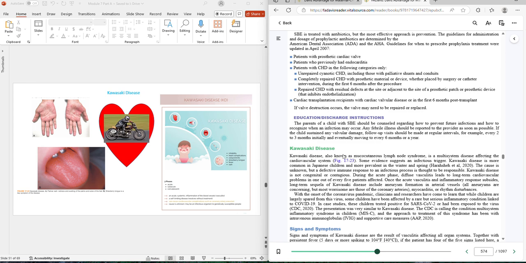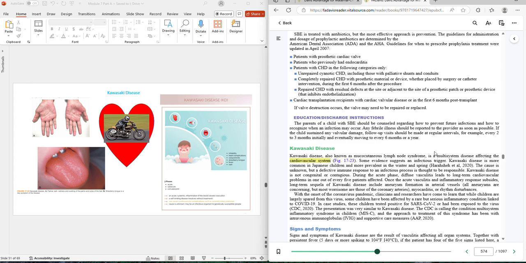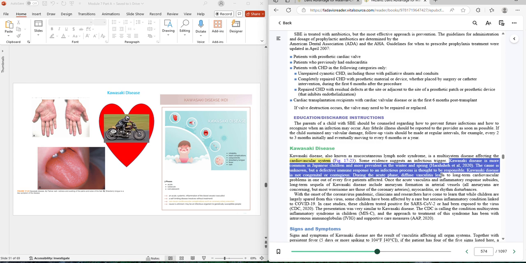Kawasaki disease. I've had students come back and tell me that they remember my picture of a motorcycle over the heart. To remember, Kawasaki disease is not an integumentary disease. It's a cardiac disease, okay? It's known as mucocutaneous lymph node syndrome. It affects multi-systems, but mainly affects the cardiovascular system, okay? Winks and lollipops. It's more affected on Japanese children, and it's more prevalent in the winter and the spring, okay?